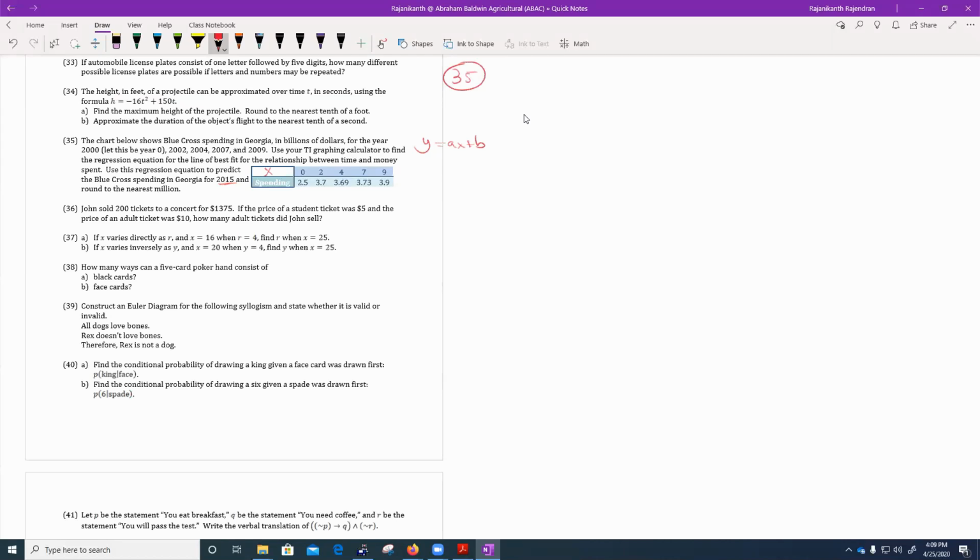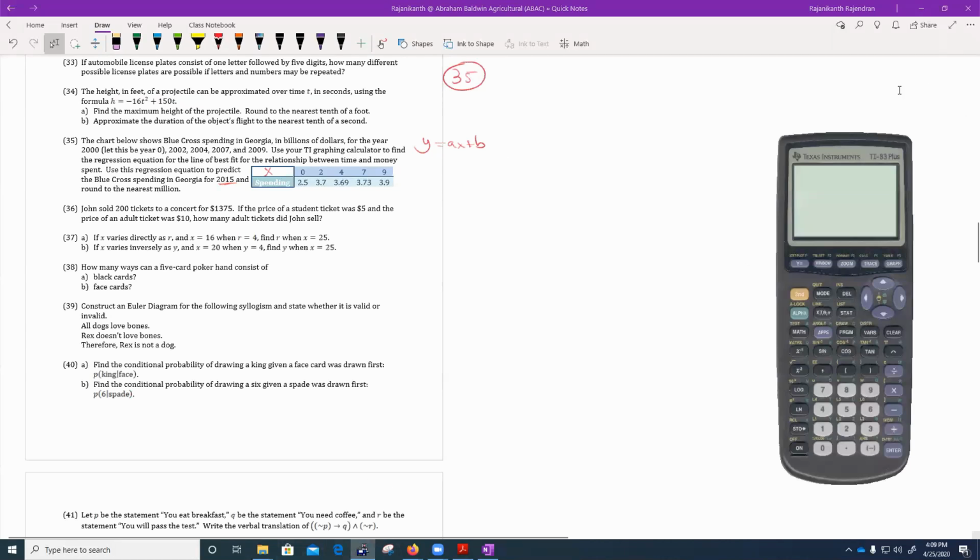So the first task is to feed these data values into your calculator. You need to go to stats, edit. Remember we did the same problem earlier. You need to clear these two columns first.